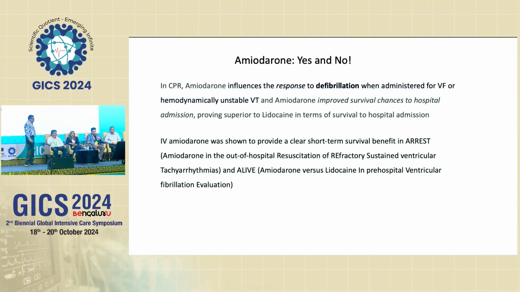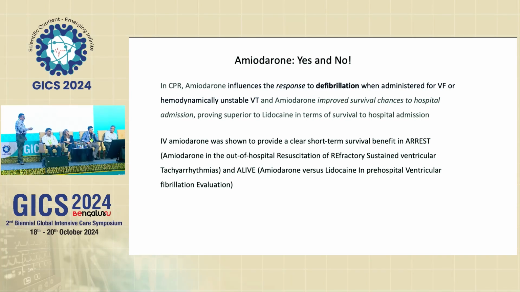Next important question, again it comes into the guidelines when we compile all 3, is amiodarone. There are a lot of yeses and there are a lot of nays as well. In CPR, amiodarone influences the response to defibrillation when administered for VF or hemodynamically unstable VT, and amiodarone improves survival to hospital admission, proving superior to lignocaine. That is the word the guidelines use in terms of survival to hospital admission. IV amiodarone was shown to provide clear short-term benefit in the ARREST trial and in the ALIVE trial.